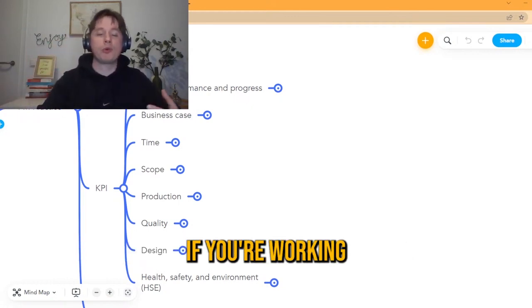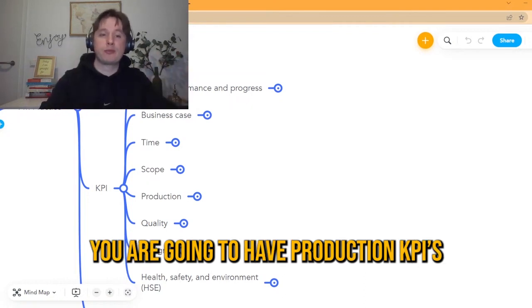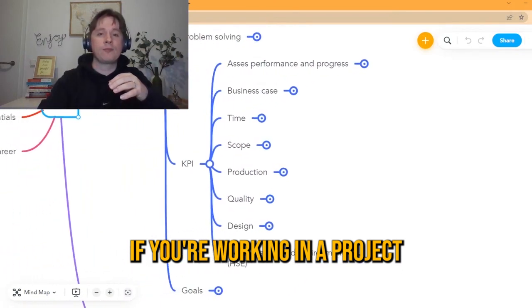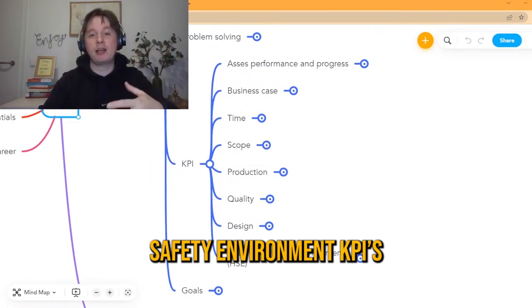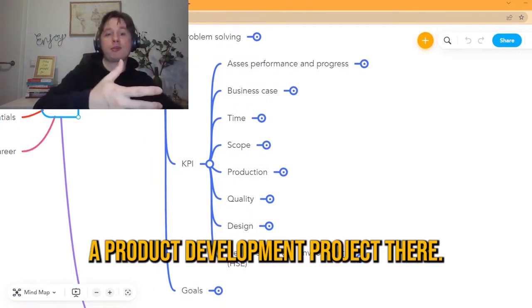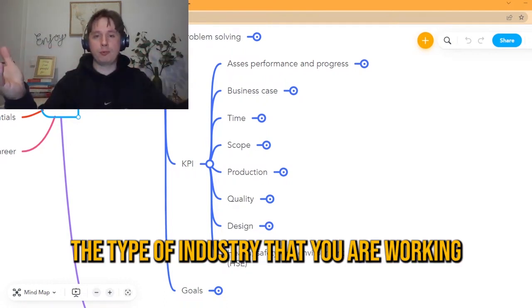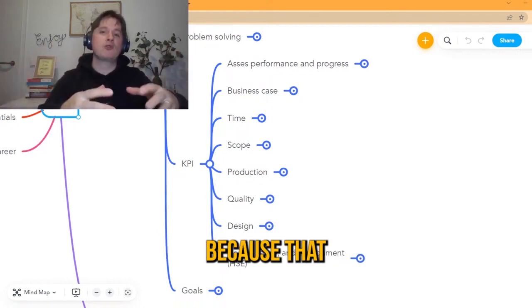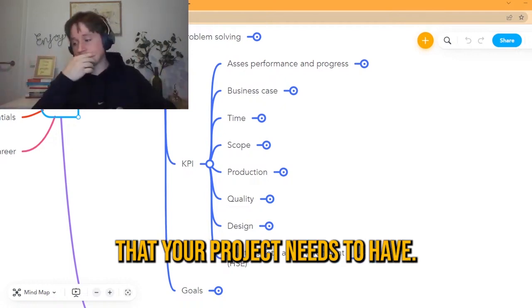For example, if you are working on a product development that's going to go into production, you are going to have production KPIs. If you are working on a project in a construction environment, you might have health, safety, environment KPIs that you might not have in a product development project. So it's quite relevant that you understand the type of industry you are working in and the type of project you have, because that also will determine the type of KPIs that your project needs to have.